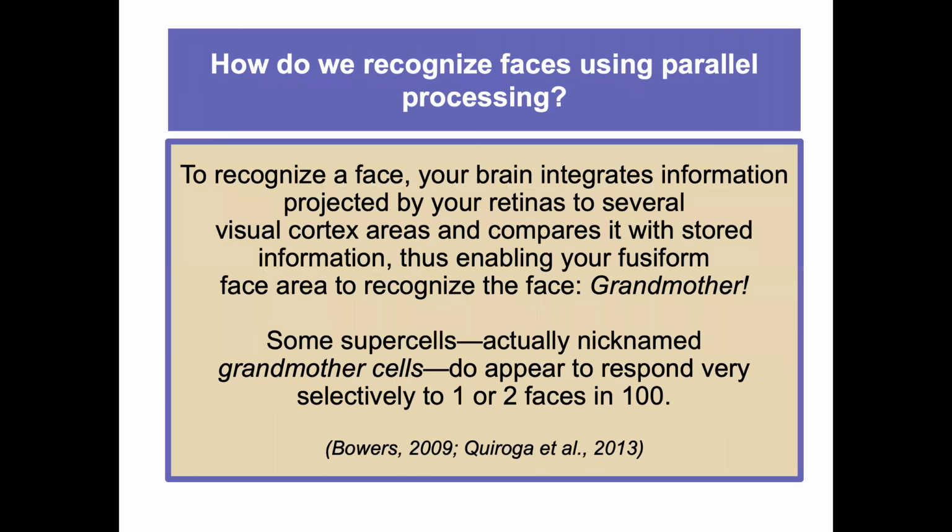How do we recognize faces using this parallel processing? To recognize a face, your brain integrates information projected from your retinas to several visual cortex areas and compares it with stored information. And then you're able to recognize faces using your fusiform face area, a specialized area in your brain, and you can recognize, like, your grandmother. Sometimes supercells, actually nicknamed grandmother cells, do appear to respond very selectively.